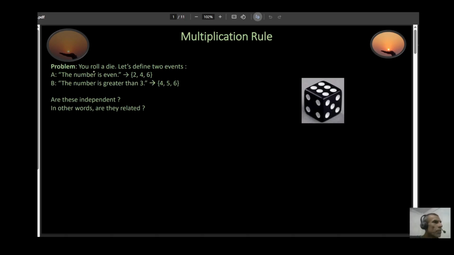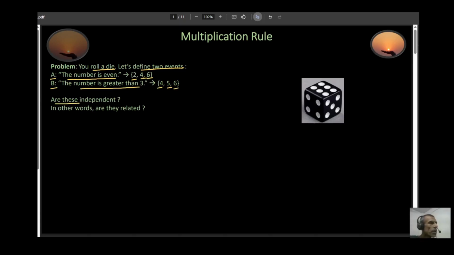Problem statement. You roll a die. Let's define two events. A, that the number is even. You can have 2, 4, or 6. Event B, that the number is greater than 3. You can have 4, 5, or 6.